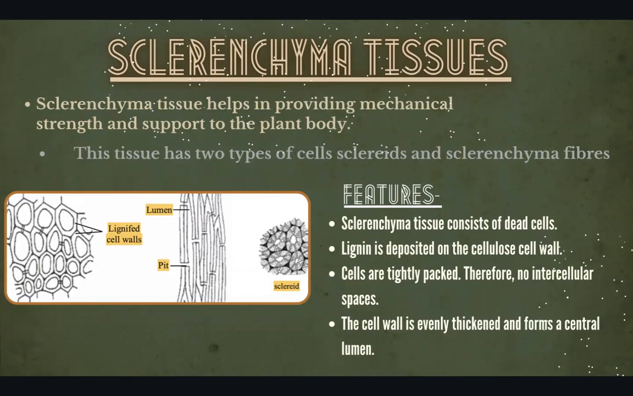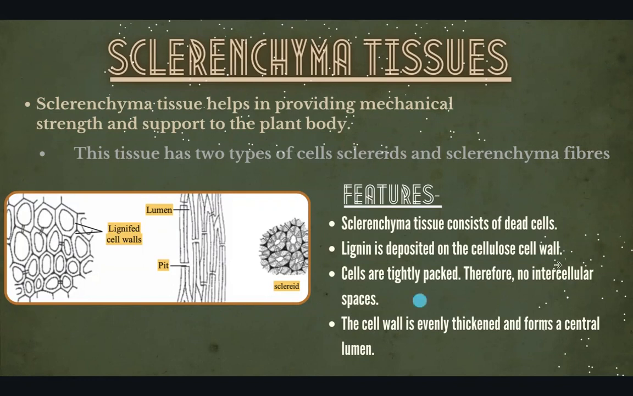Sclerenchyma tissue, the last part of the simple permanent tissues. This tissue can be differentiated from the other types of tissue. The common feature of every simple permanent tissue is that they provide mechanical support to the plant body. This tissue has two types of cells: sclereids and sclerenchyma fibers. Further, we'll learn about this.